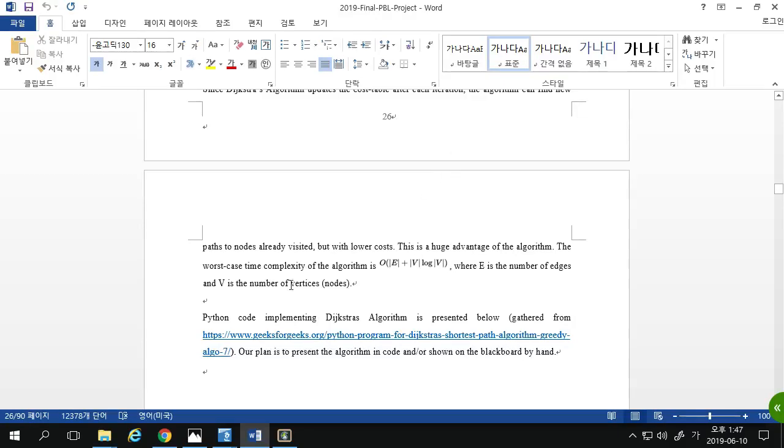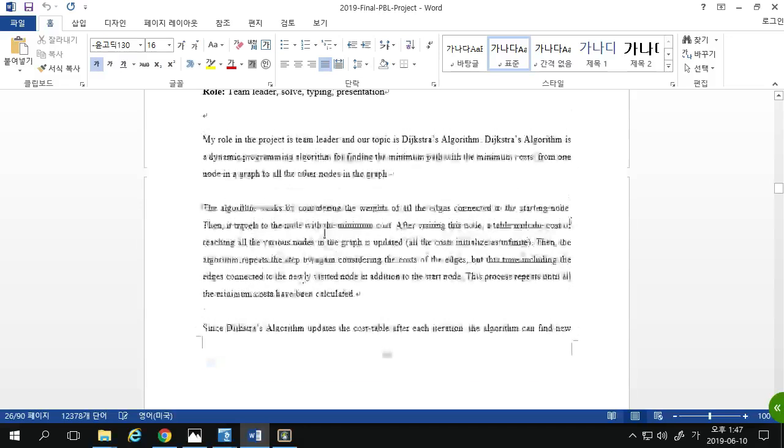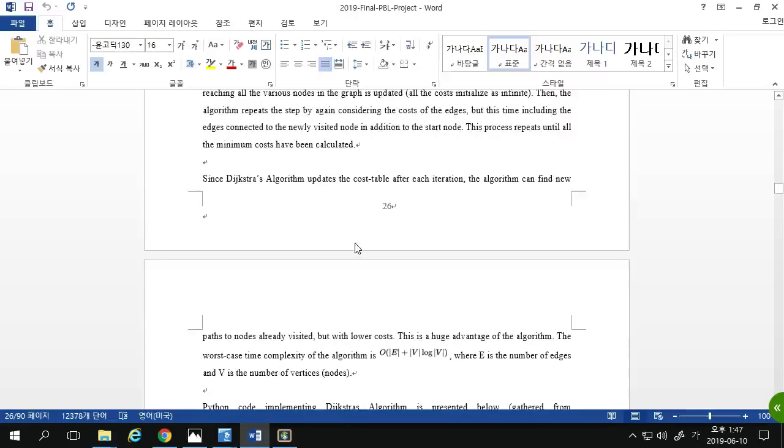And the worst case time complexity of the algorithm is big O of E plus V log V, where E is the number of edges and V is the number of vertices in the graph. You should note that this is when the algorithm is implemented by using a minimum priority queue. And I think the original algorithm by the Dutch mathematician Dijkstra wasn't. So then the worst case time complexity, I believe, was V to the power of 2.